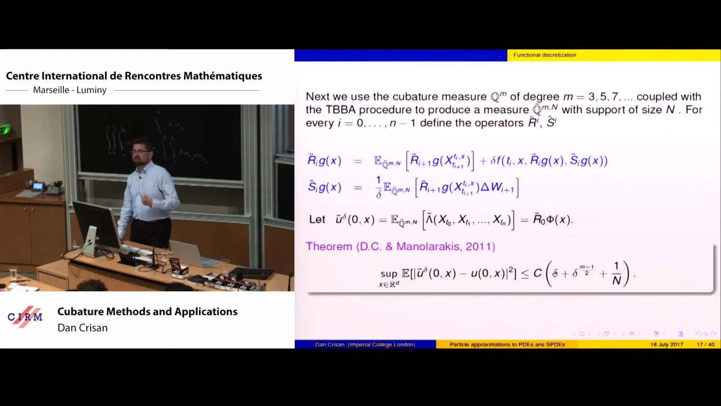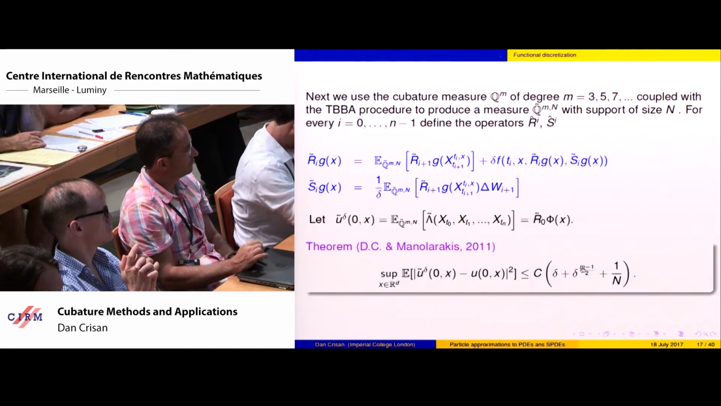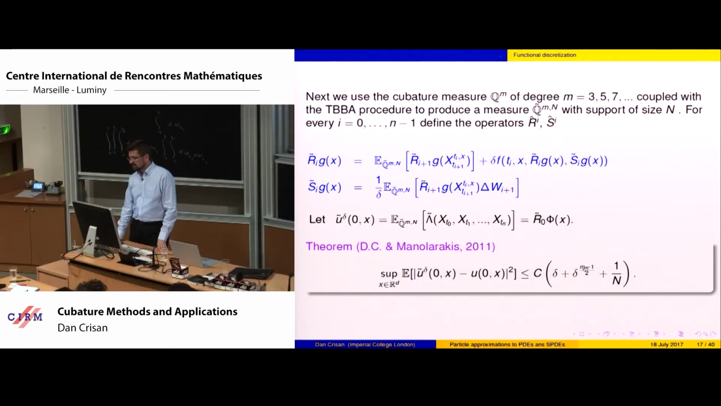You can use a high order discretization, and then you get a better approximation for this first error. And then the next one depends on which cubature measure you're going to take. If you take a cubature measure of order 3, then you get another delta, but you can go higher. You take a cubature measure of order 5 and so on, and you can have a better approximation, but with more computational effort.